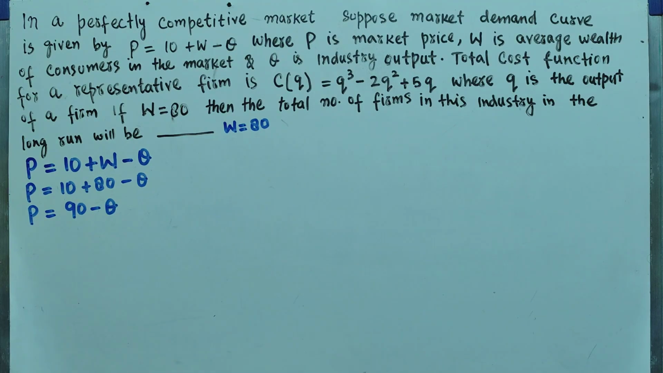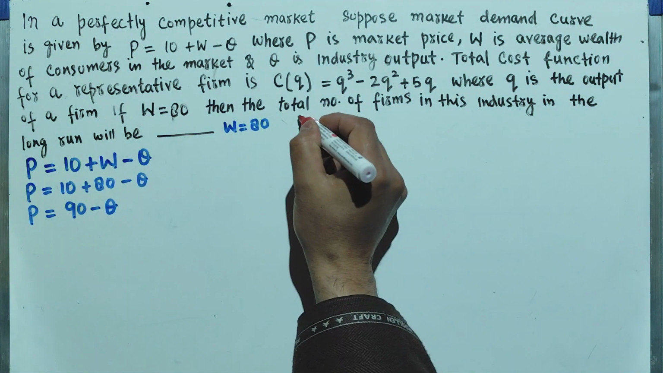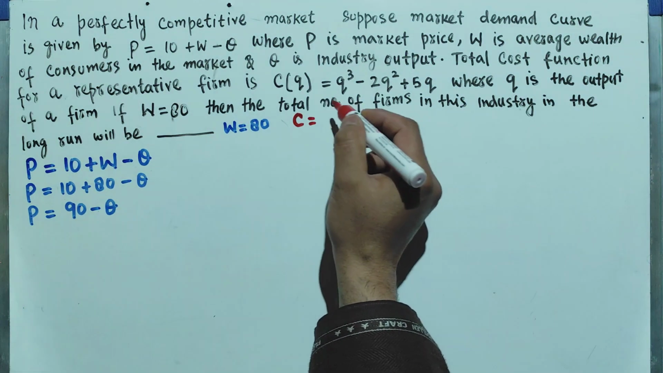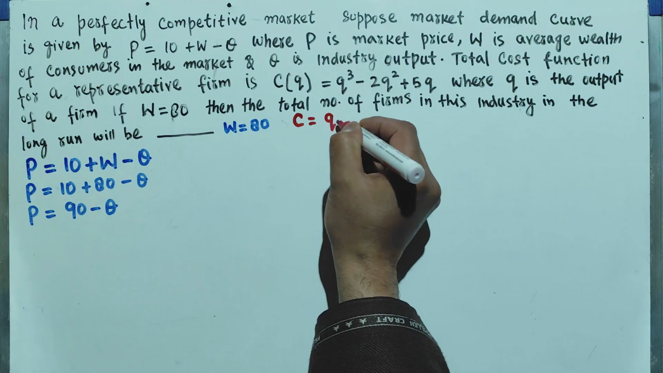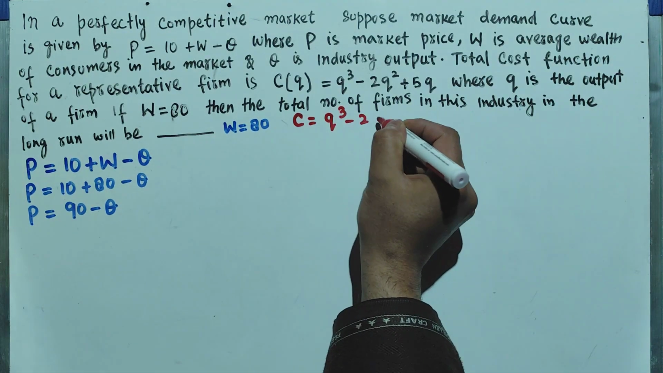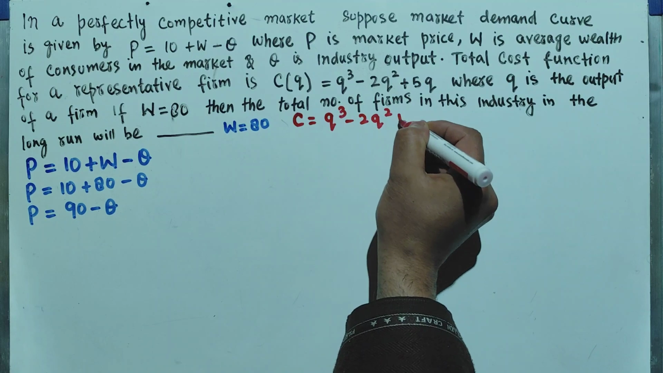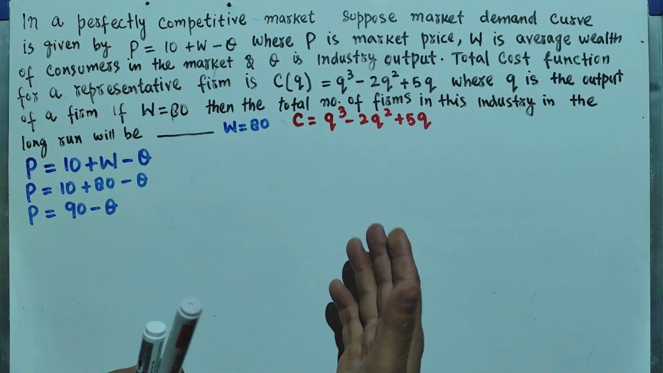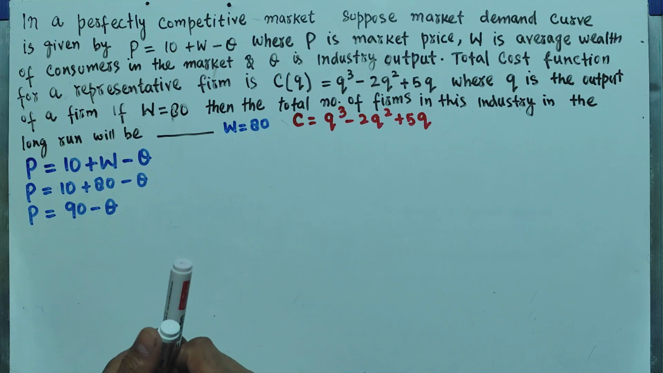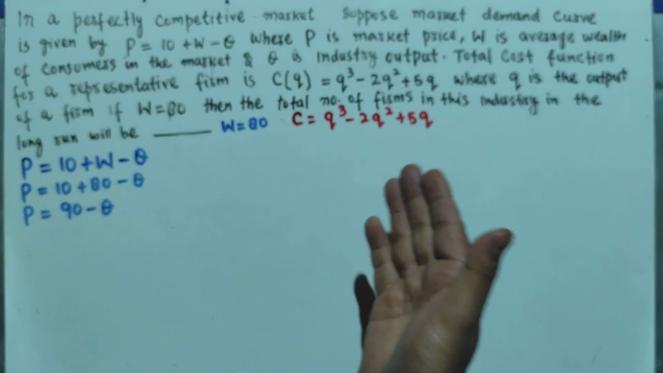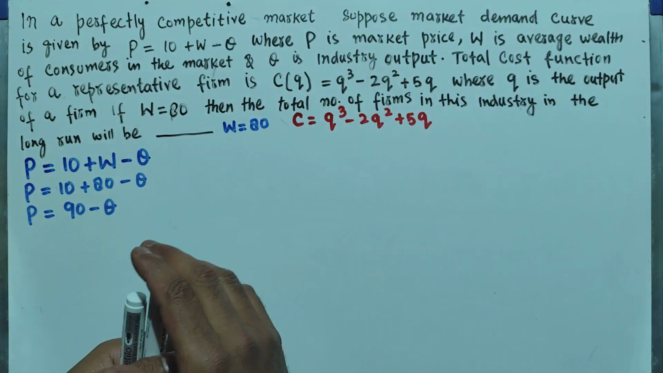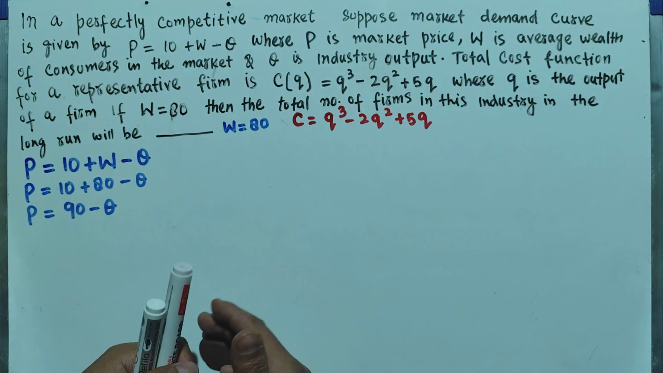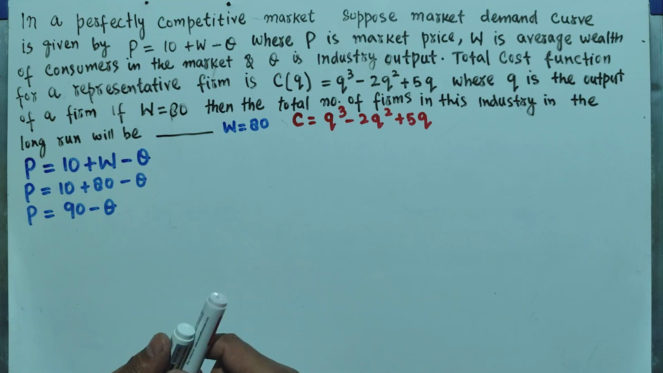Also, we are being told, and that is being given to us here, cost of a representative firm is being given as q cube minus 2q square plus 5q, where this small q denotes the output of a firm. We need to calculate the total number of firms in this industry in the long run. What happens in the long run if we have the perfectly competitive market? In the long run, exactly what happens, let me show it here.